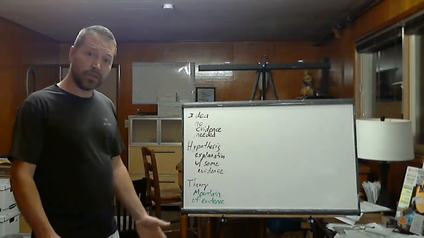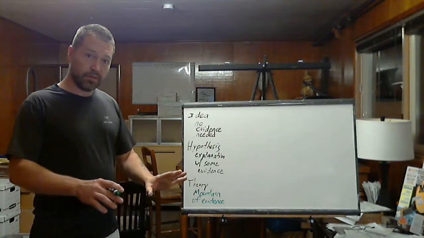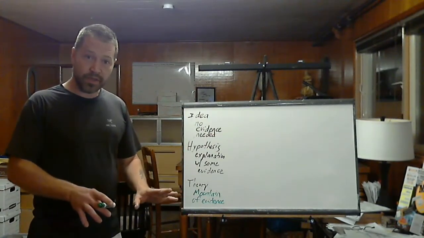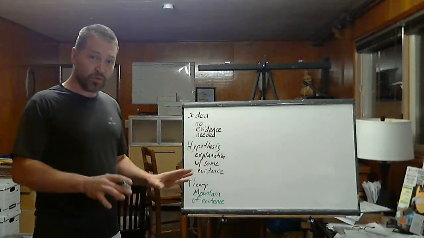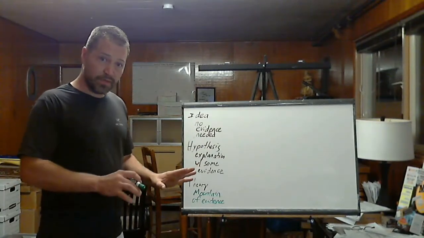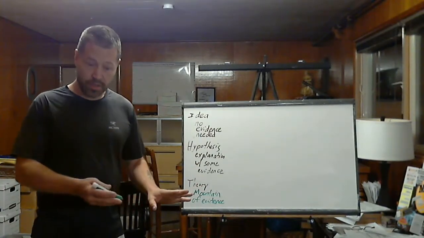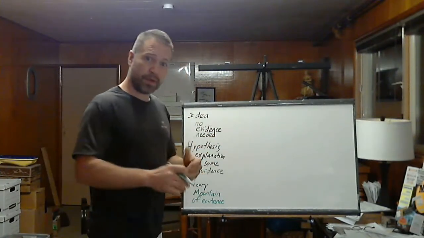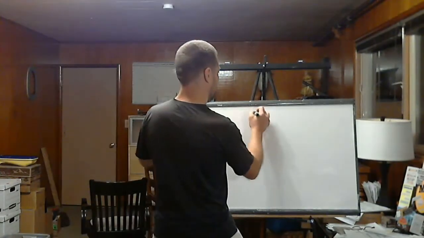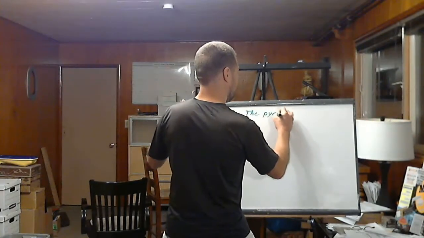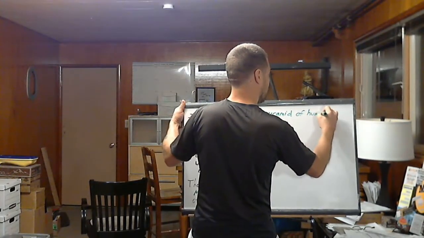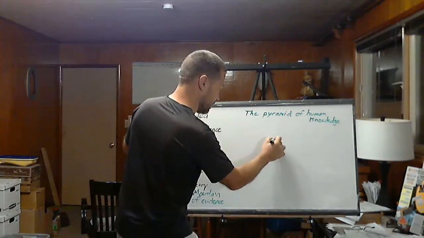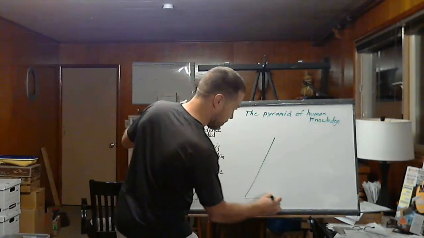It doesn't really still give you an idea of visualizing what they are. So to do that, I'm going to draw something here that represents human knowledge. Okay? We'll call it the pyramid of human knowledge. So I'm going to draw myself a nice pyramid here.